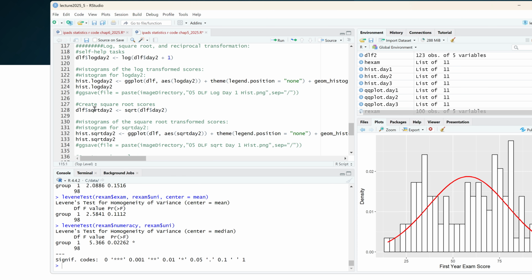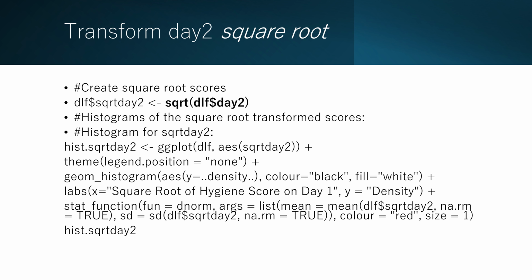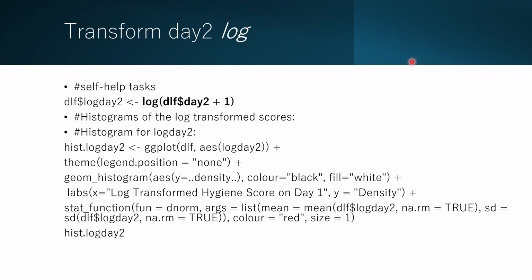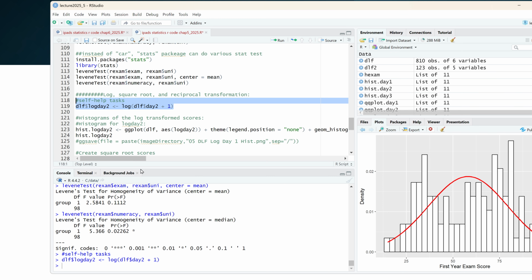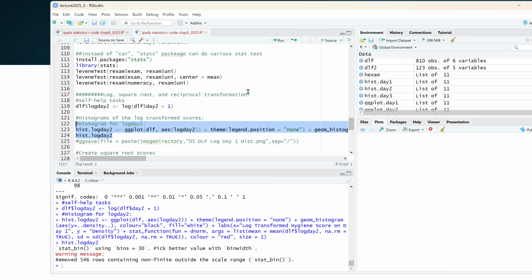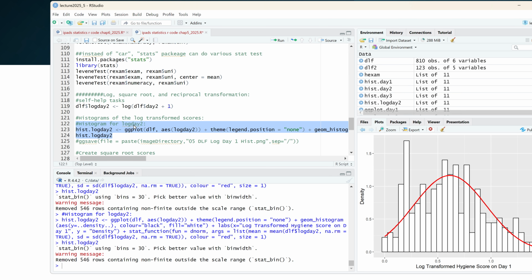I would like to show the R exercise: log, square root and reciprocal transformation. Log plus 1 is necessary, because of a mathematical reason. We can transform to log like this, and we can draw the log histogram like this. This is the day2 dataset, and the log shape is much better.